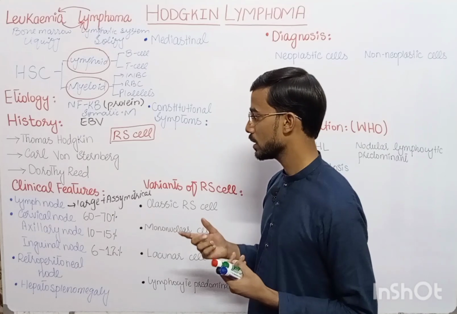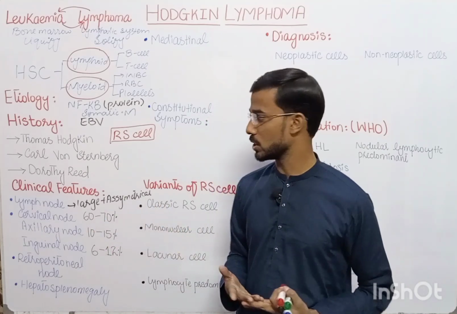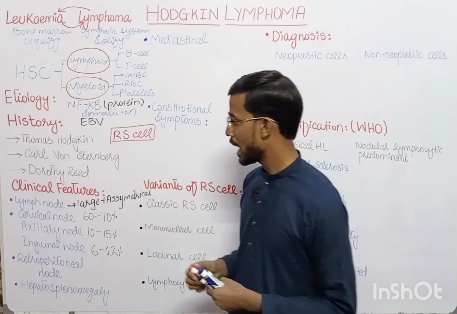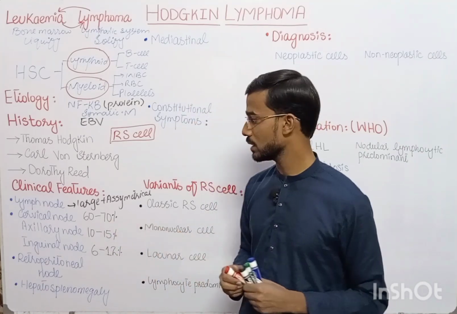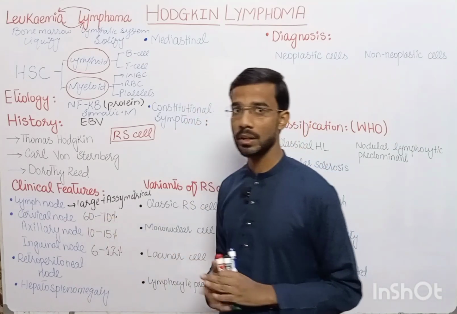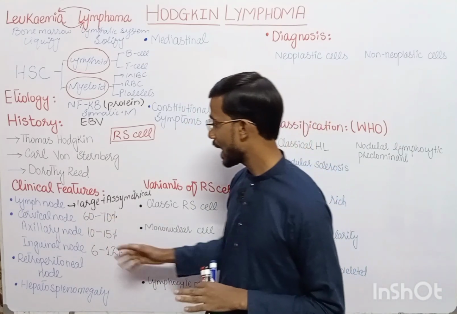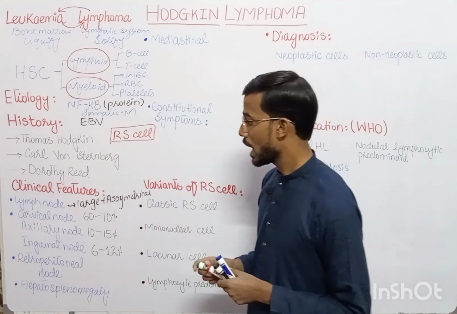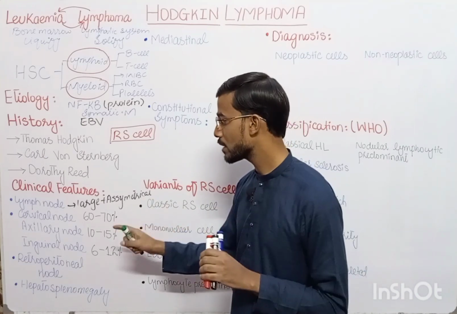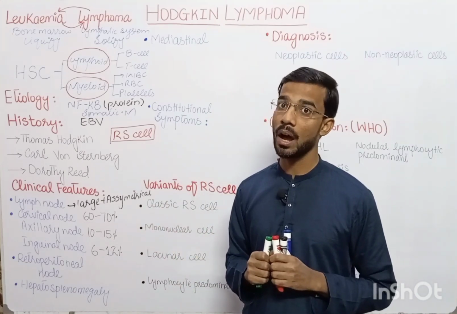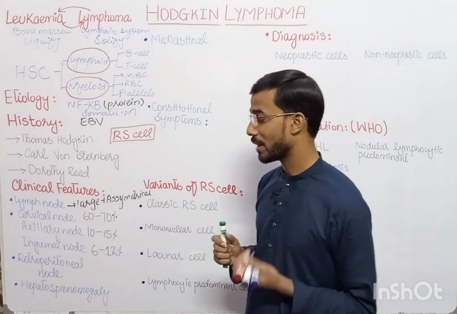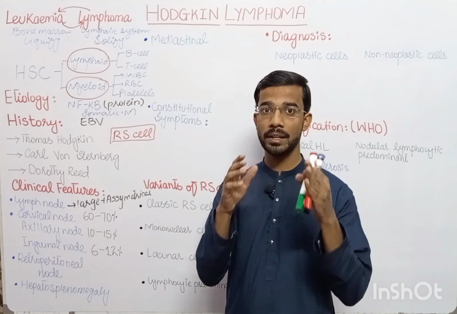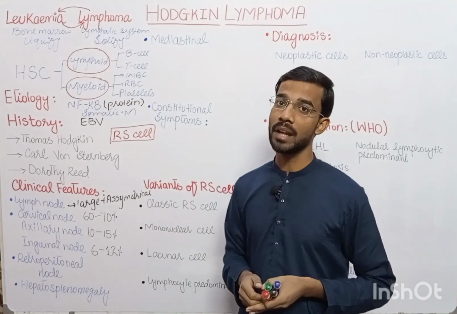In most situations, in 60 to 70% of patients cervical lymph nodes are prominent, in 10 to 15% of patients axillary nodes are prominent, and in 6 to 12% inguinal nodes are prominent. And in some situations retroperitoneal nodes can also be affected. These are present in the abdomen, along the capillaries and the arteries.